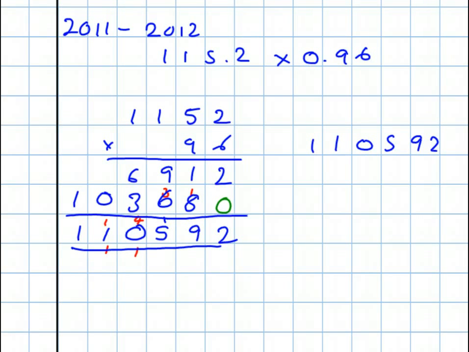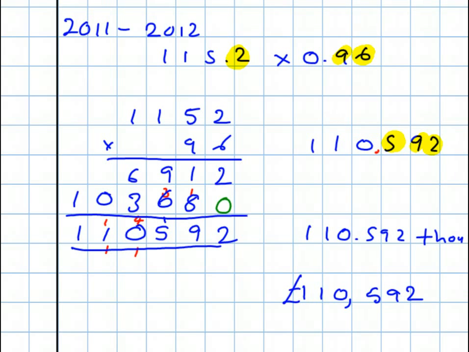But let's look at my question. My question has 3 figures after the decimal point, so my answer needs 3 figures. So the answer is 110.592 thou, which is the same as 110,592 pounds.